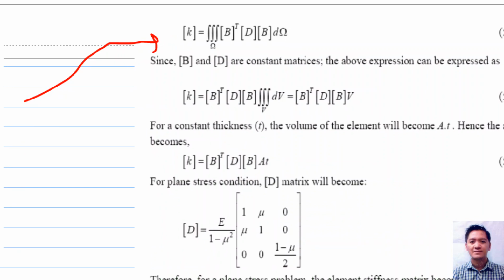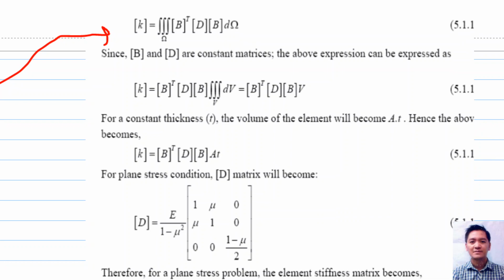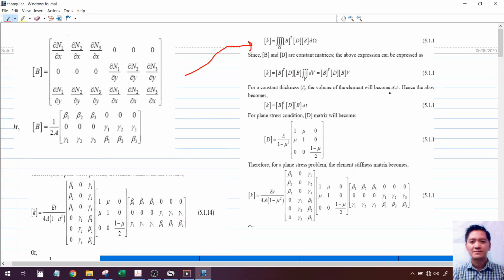So, simply, volume, no? For a constant thickness, t, the volume of the element will become area times the thickness, right? So, K will now be equal to B transpose DB At, this one. Okay. Now, for plane stress condition, so this is being discussed in elasticity. Okay. From a separate video. No? For a plane stress condition, your D matrix will become this.